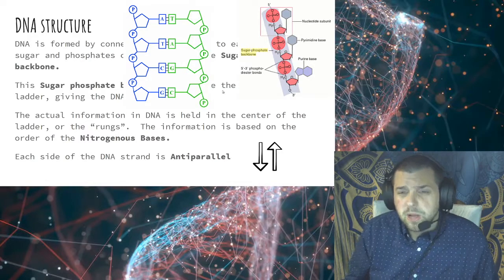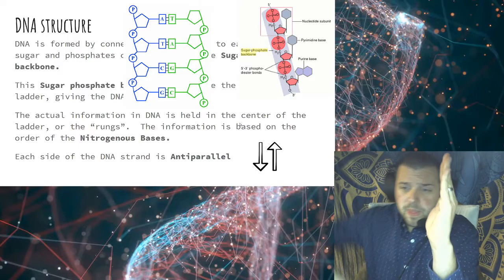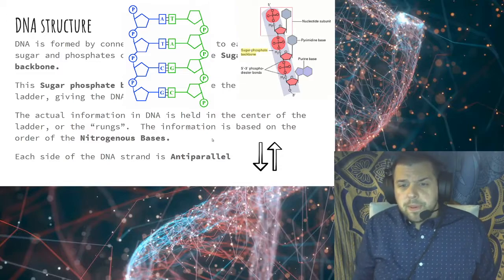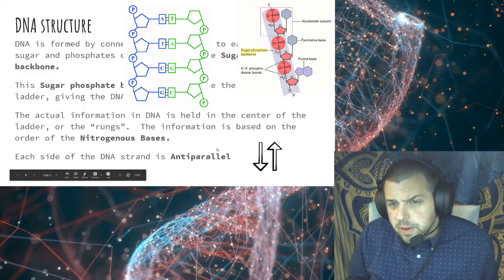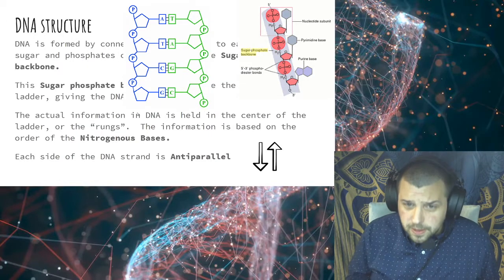And what we're talking about is something called anti-parallel. Anti-parallel is just telling you that one's going up and the other's going down. I can't quite get my arm in there for that, but they are going up and down in different directions. This helps us when we replicate the DNA to make sure that it replicates in the correct order.